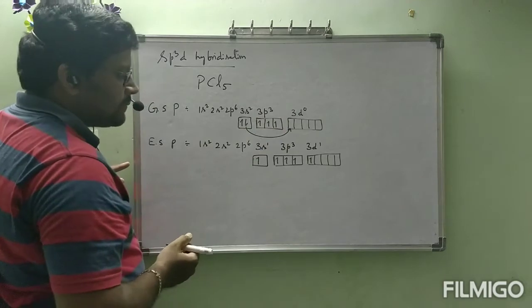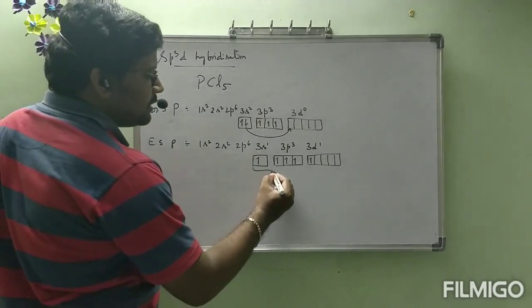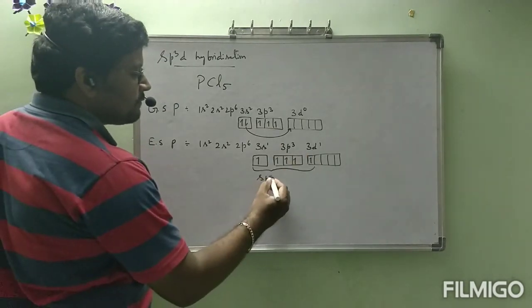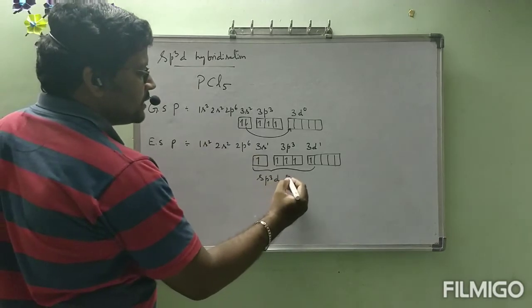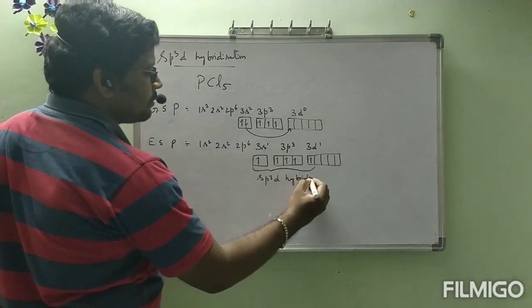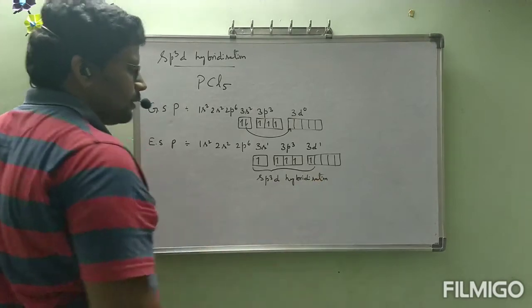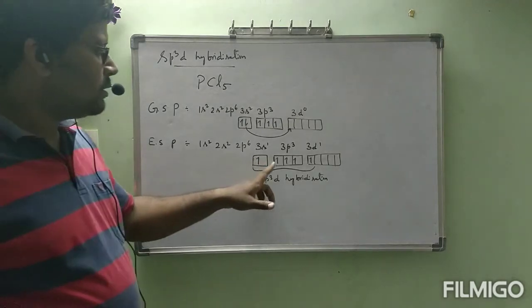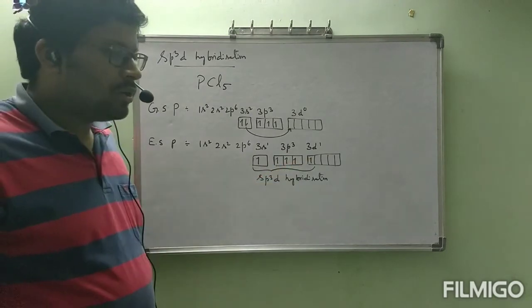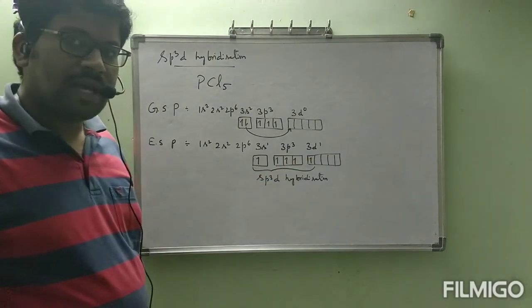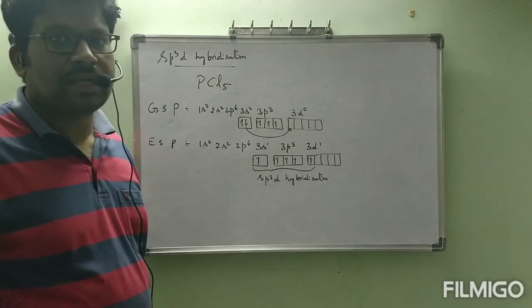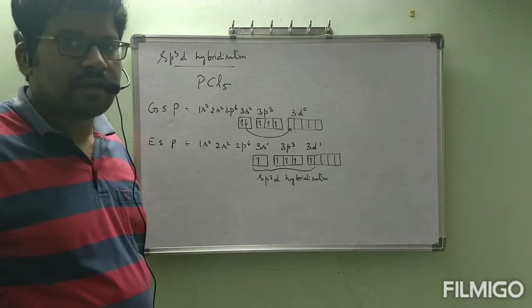Now what will happen here? One s orbital, three p orbitals and one d orbital will undergo which type of hybridization? sp3d hybridization. How many orbitals are involved? Totally 5 orbitals are involved: 1, 2, 3, 4, 5. How many orbitals will be formed after hybridization? 5 orbitals will be formed after hybridization.